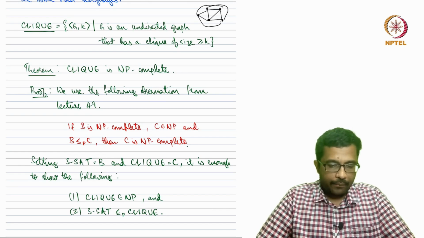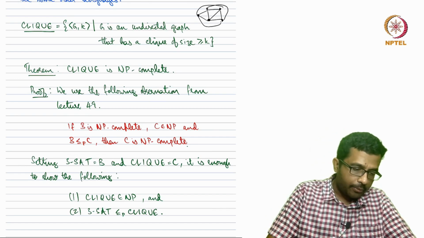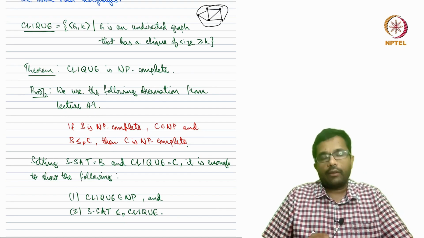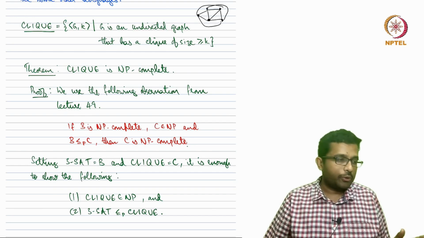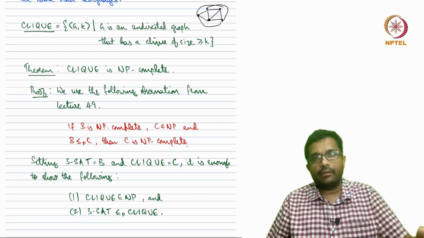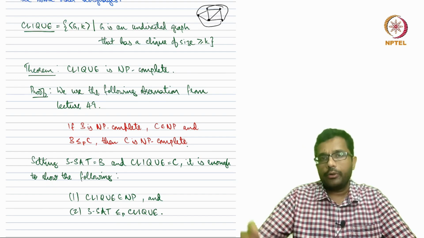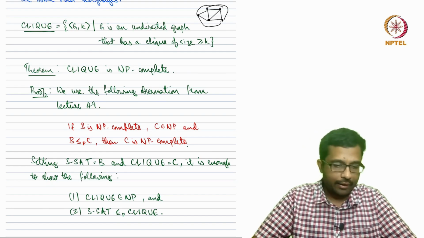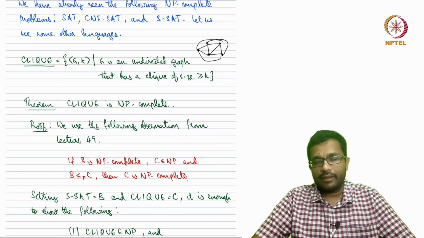So how are we going to show that this is NP complete? We are going to make use of the following observation that we saw in the previous week. To show that SAT is NP complete, we had to show that all languages in NP are reducible to SAT. However, from now on we are not going to be taking that route, because we already have one NP complete language. In fact, we already have SAT, CNF SAT and 3 SAT. All of them are NP complete.